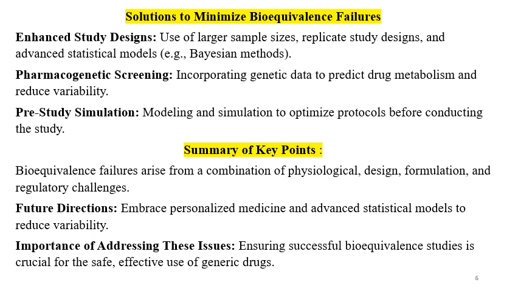Use of a larger sample size may sometimes solve the problem. Replicate study designs, maybe partial replicate or full replicate, may solve the problem. And advanced statistical models, Bayesian methods, can give you a good answer to the bioequivalence failure. Incorporating genetic data to predict drug metabolism and reduce variability.